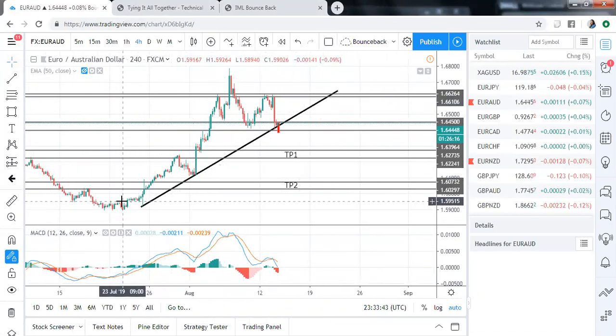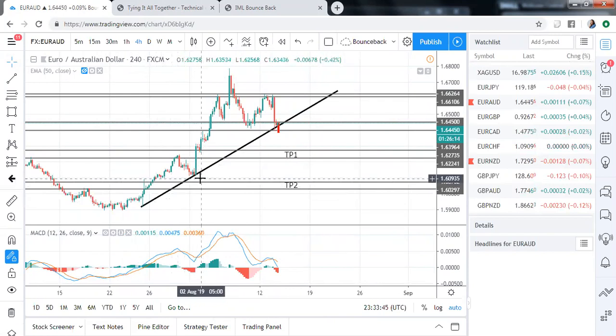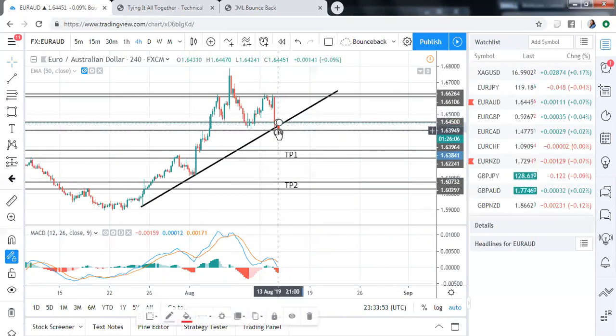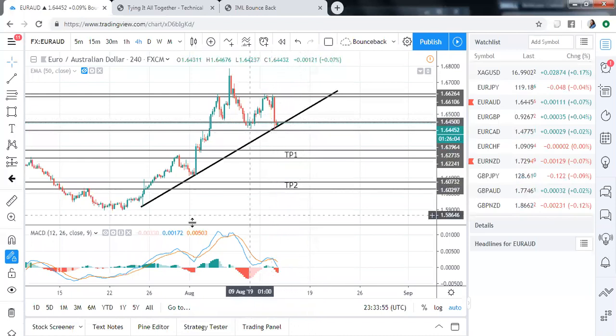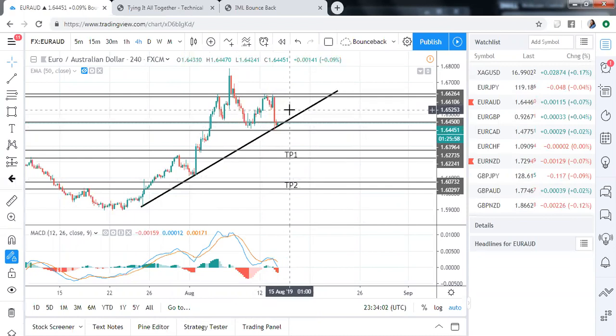So 2 touches of a trend line activates a trend line. 3 touches confirm the trend line, and on the 4th touch you're looking for the break, right? So what do we have so far? We have 3 touches of the trend line. So the trade is going to reverse before it continues itself. So you guys can look for this break on the 4th touch.